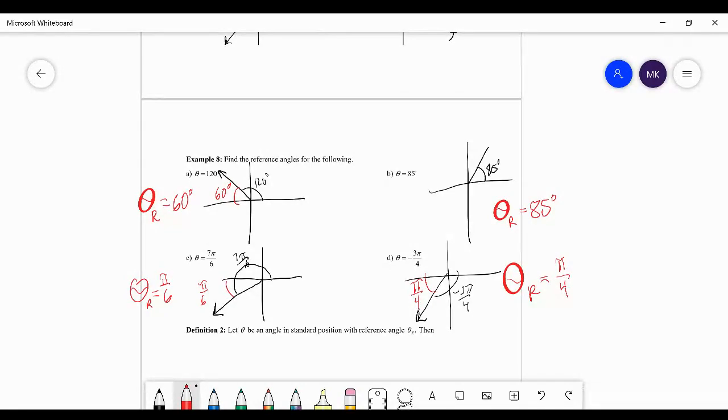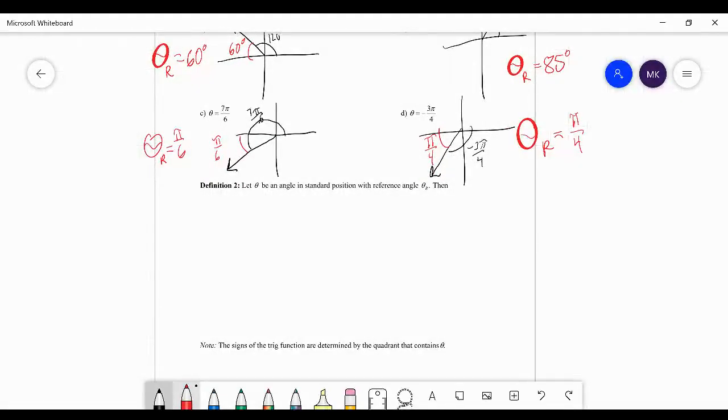So we can even find reference angles for negative angles. It doesn't matter whether it's a negative angle, a positive angle, whether it's within 0 to 2 pi, or we could look at the angle, say 16 pi over 3. We can find a reference angle for that angle. Ultimately, it just comes down to finding where that terminal side is and figuring out how far we have to go to get back to the x-axis. Okay.